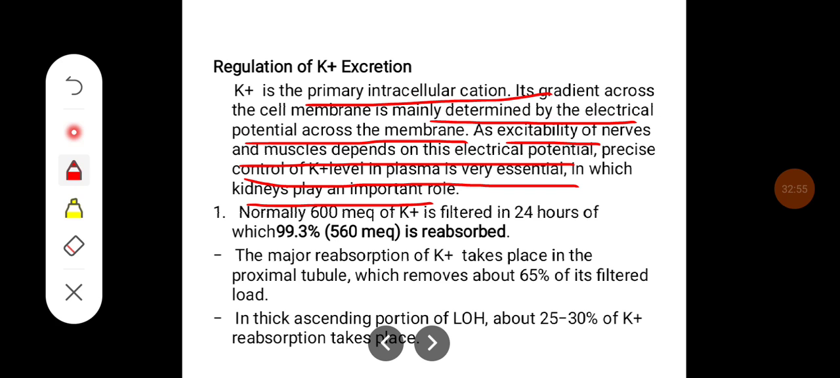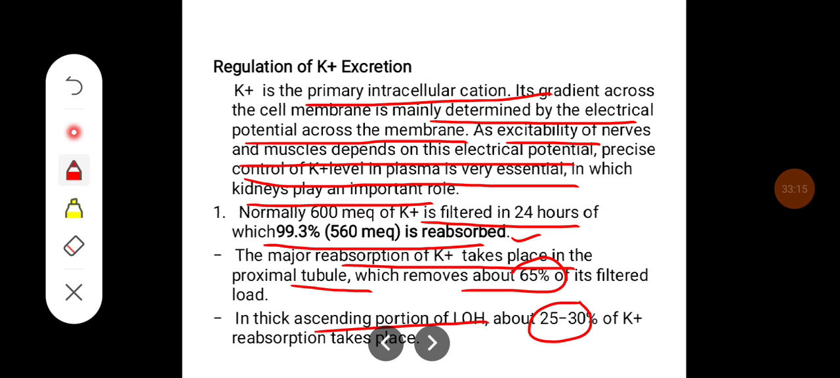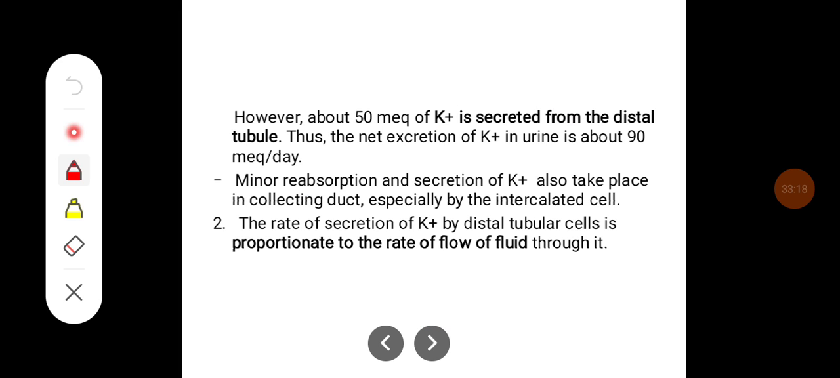Normally 600 milliequivalents of potassium is filtered, and 99% of that is reabsorbed. The major absorption of the potassium takes place in the proximal tubule, which removes about 65%, and the loop of Henle removes 25 to 30%. However, 50 milliequivalents of potassium is secreted from the distal tubule, and thus net excretion of the potassium in urine is about 90 milliequivalents per day.